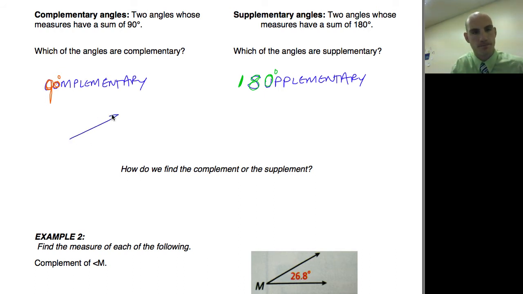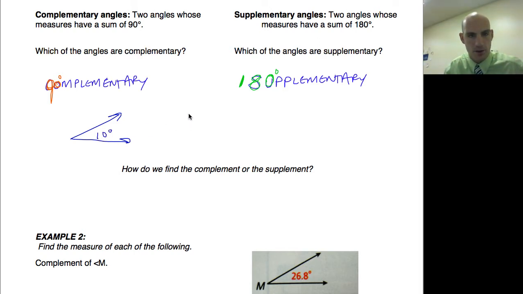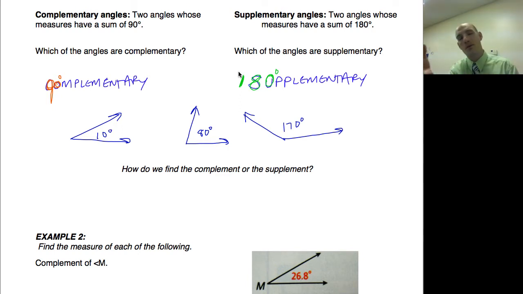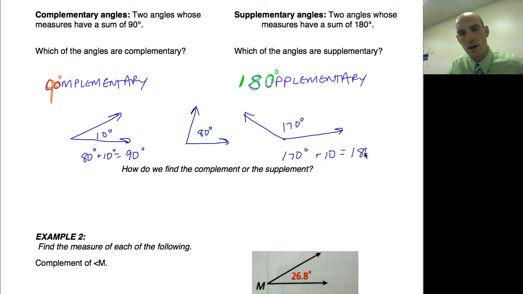If I draw three angles here, and I make this one a 10 degree, and I make this one an 80-degree angle, and I make this one into a 170-degree angle. Which of them are complement, which of them are supplement? It becomes pretty easy because 80 plus 10 equals 90. So the 10 and the 80 go together, they're complements. And then the 170 plus 10 equals 180.